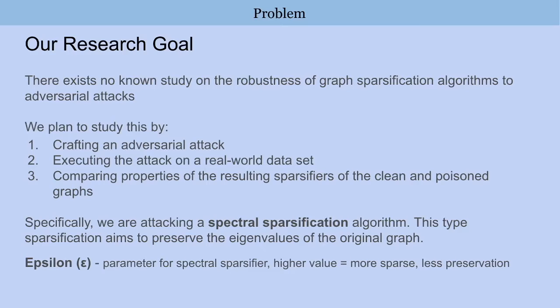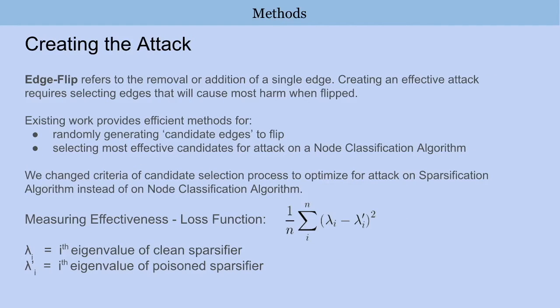Specifically, we are attacking a spectral sparsification algorithm, which is just a type of sparsification that aims to preserve the eigenvalues of the original graph. The eigenvalues of a graph are just some values associated with the graph that are important for calculations. Just something to note, epsilon is a parameter for the spectral sparsifier. If you have a higher value, the graph will become more sparse, but there will be less preservation of the eigenvalues.